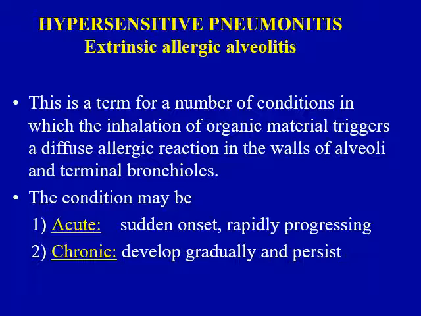The other disease is hypersensitivity pneumonitis, or called extrinsic allergic alveolitis. This is a term that includes a wide number of conditions in which the inhalation of organic material triggers a diffuse allergic reaction in the wall of the alveoli and the terminal bronchioles. When the patient is exposed to the organic material, he may develop an allergic reaction in the wall of the alveoli and terminal bronchioles. And this may be either acute or chronic.